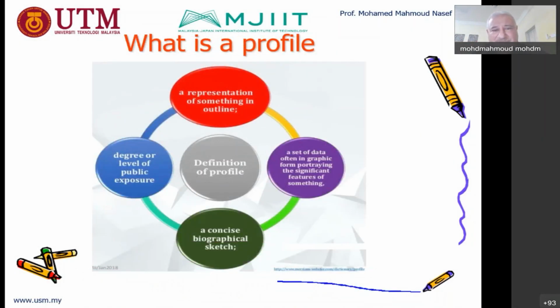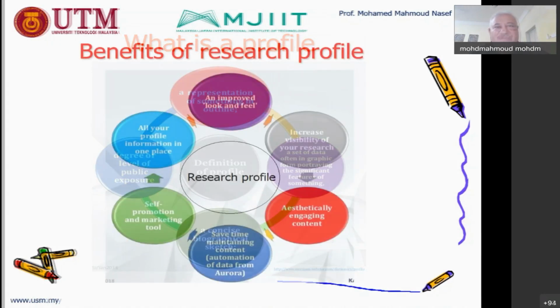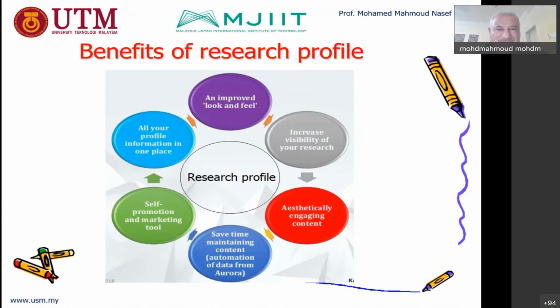A representation of something, an outline of something, a summary of something, a set of data, often graphic, portraying the significant features of something. That's the degree or level of public exposure. What's the benefit of a research profile? A lot of benefits, from the personal level to the university level and the group level. I take it as in the earlier slides, where we start from your research group: the benefit for yourself, for your research group, for the faculty, for the research institute, for the university, then finally to the country.